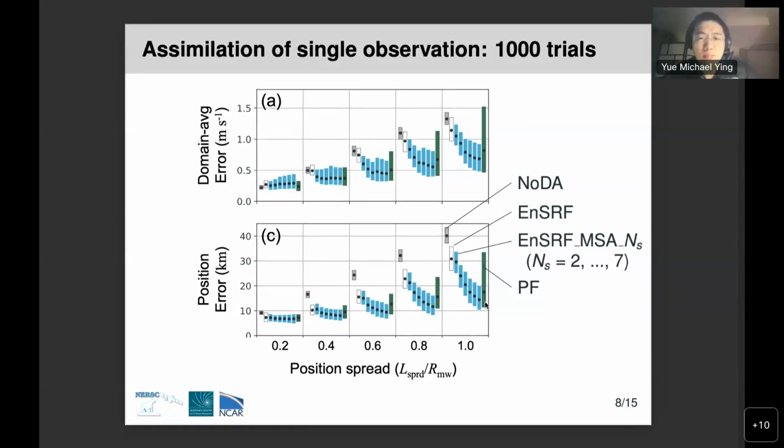So first, you see that the particle filter is not actually the close to 0 error one, because when I randomly placed my observation in the domain, sometimes the observation is far from the vortex, and sometimes it's very close to the vortex center, meaning the observed wind is quite low. And there is some multimodal distribution or observation likelihood related to this case.